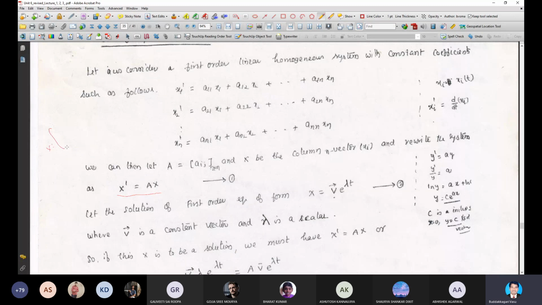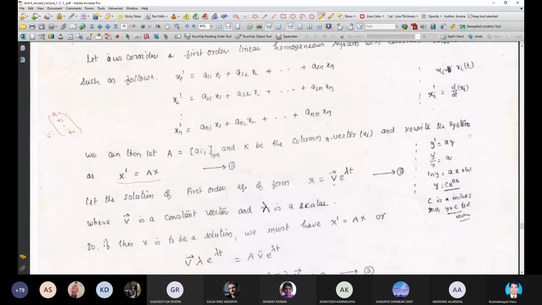X is equal to x1, x2, so on, xn, n column vectors, right? This is a vector. So now our differential equation is of the form y dash is equal to ay. So this is a first order differential equation. By separating the variables, we can solve it very easily.